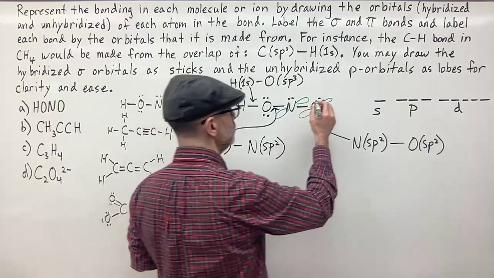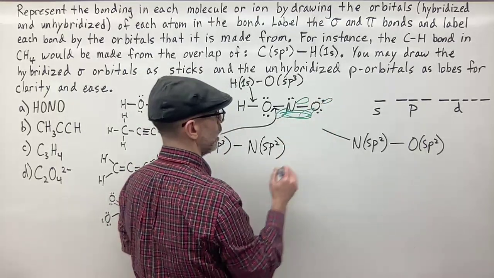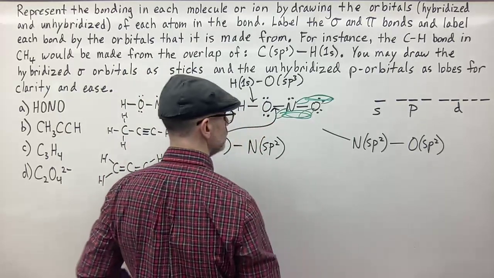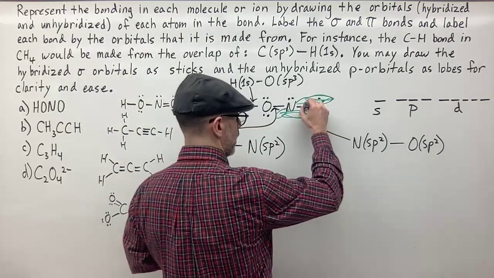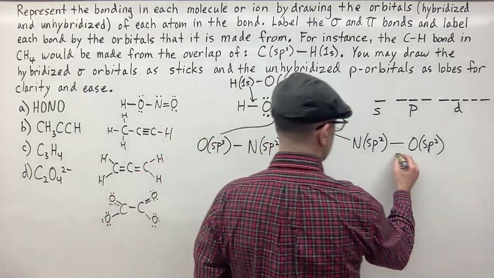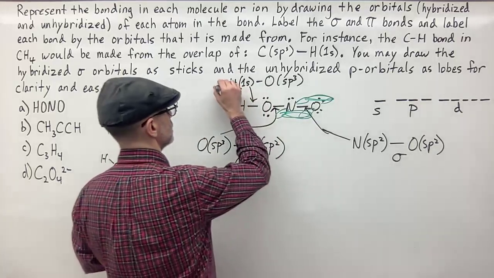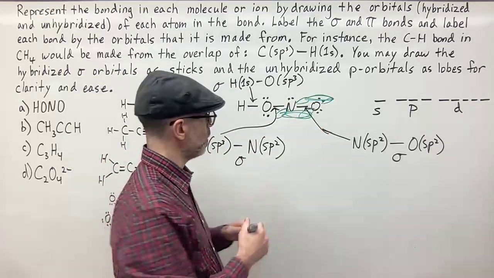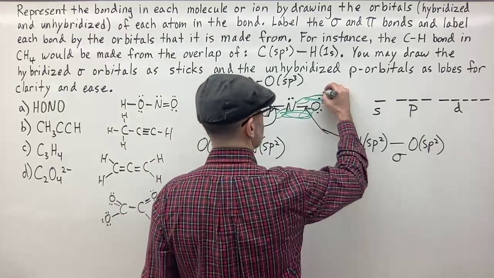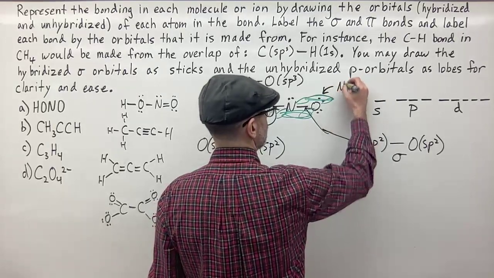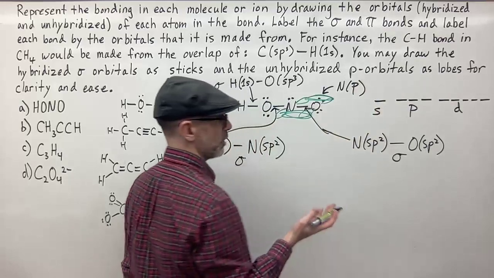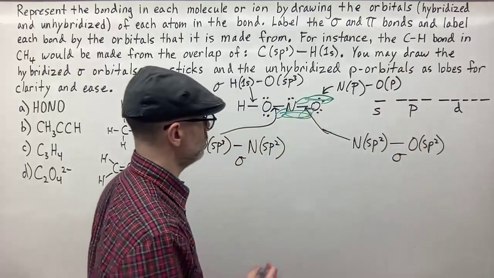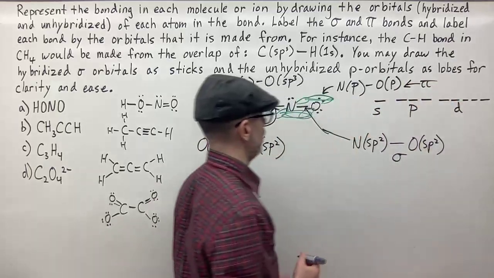And what you'll have here is overlap of the p orbital electron density here. And so again, this bond here is the sigma bond. So that's a sigma bond. This is a sigma bond. This is a sigma bond, right? But this overlapping where the unhybridized p orbitals are, that's your pi bond. So again, the way we label this is going to be the N, and that's going to be an unhybridized p orbital, overlapping with an O unhybridized p orbital, and that's going to be a pi bond, right?